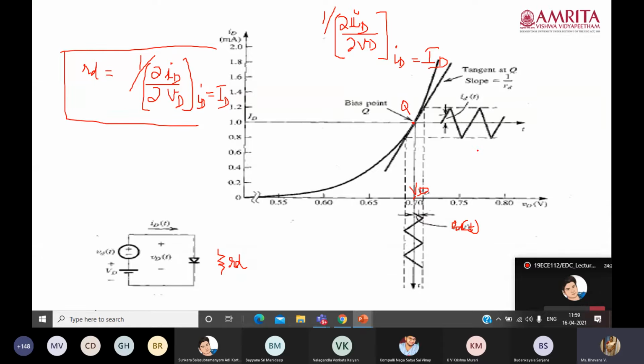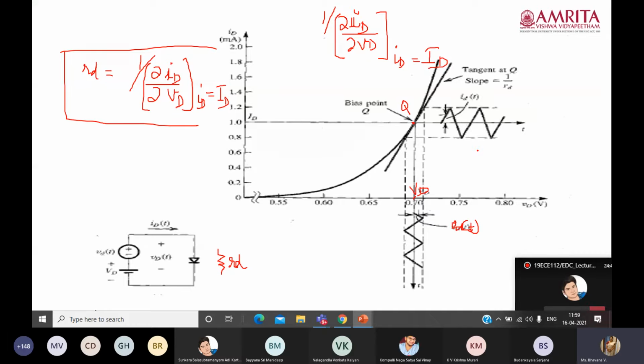Here the drop is 0.7, so till that only you can regulate. That's why we will be going for Zener diode. Zener diode is the best voltage regulator which you can get. Even ICs are also available, but with respect to diodes, Zener diode is the best one for voltage regulation, because here a small signal diode or normal diode can regulate only up to 0.7 volt.